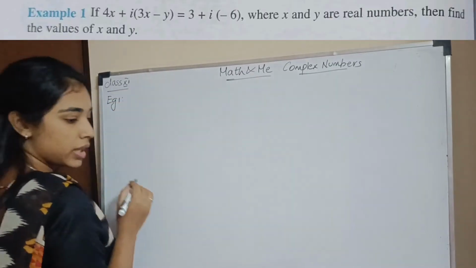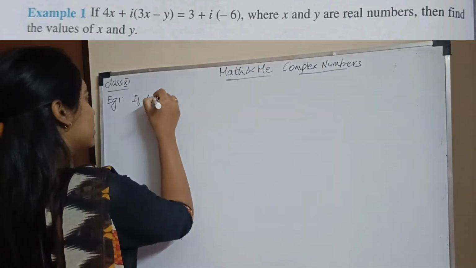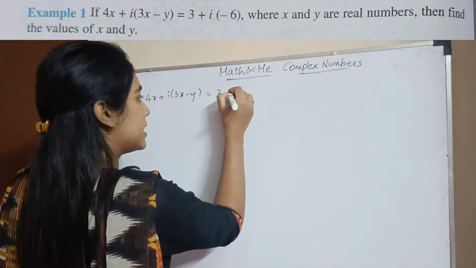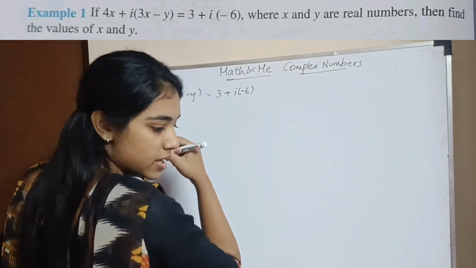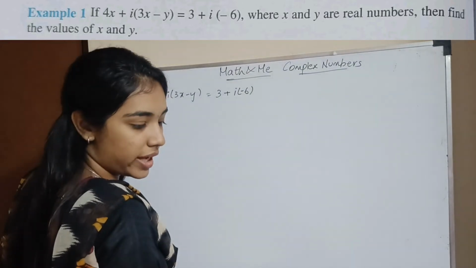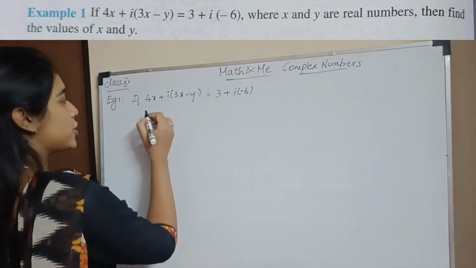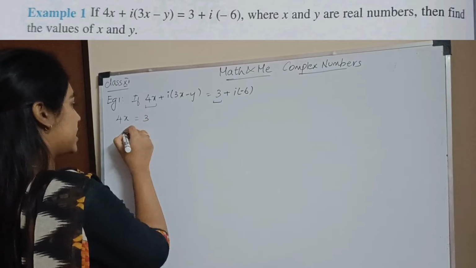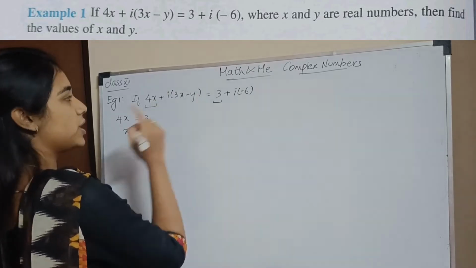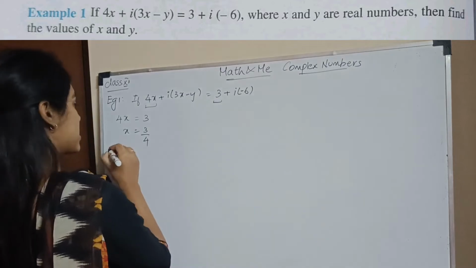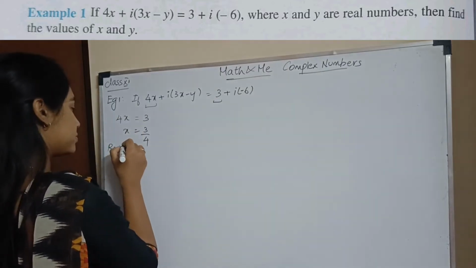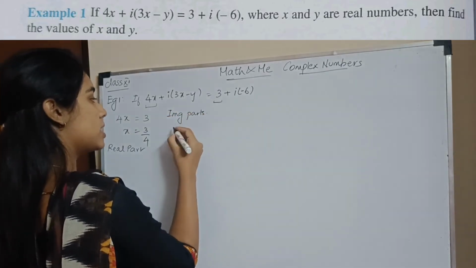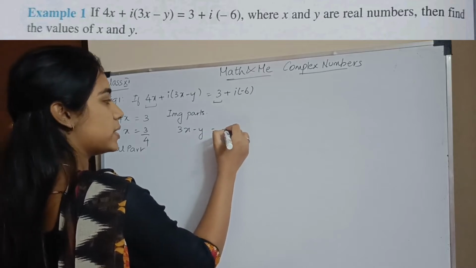Example 1: if 4x plus i times (3x minus y) equals 3 plus i times (-6), find the value of x and y, where x and y are real numbers. So how will you do this? You see that this is the real part. So you can equate both. So 4x equals 3, x equals 3/4. I equate this. Now I can equate the imaginary parts. So I have 3x minus y equals -6.